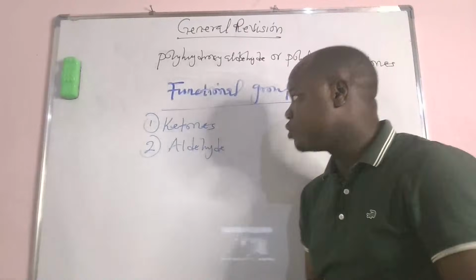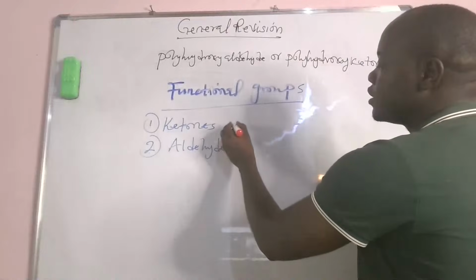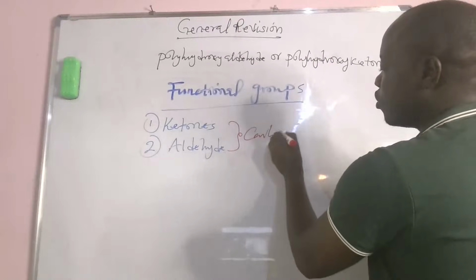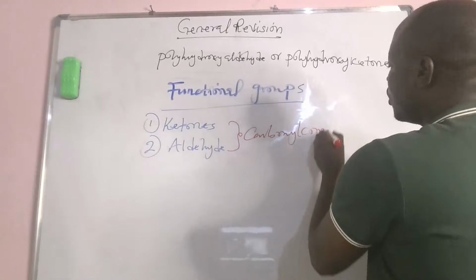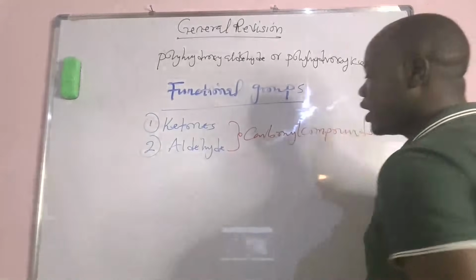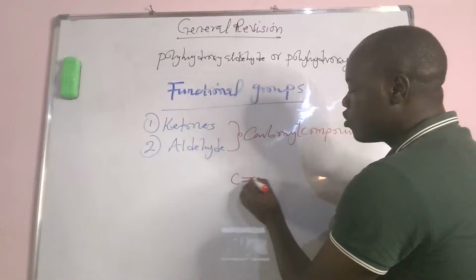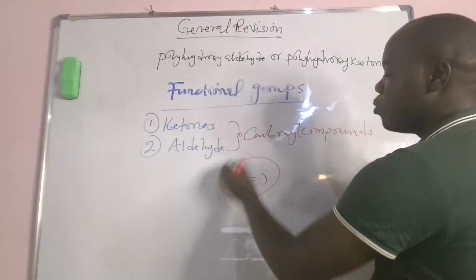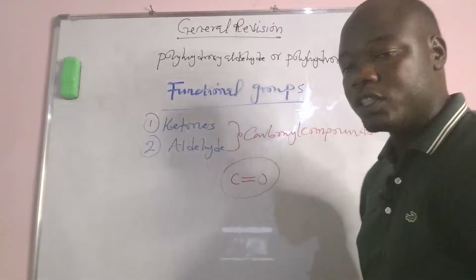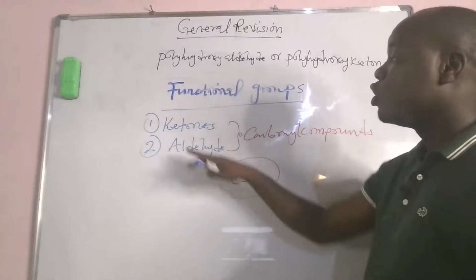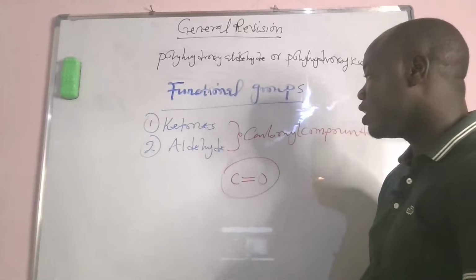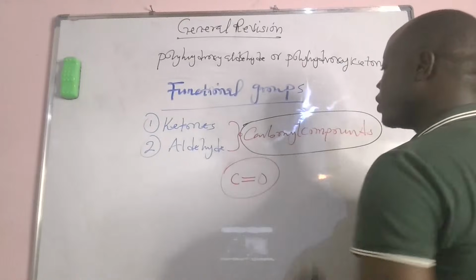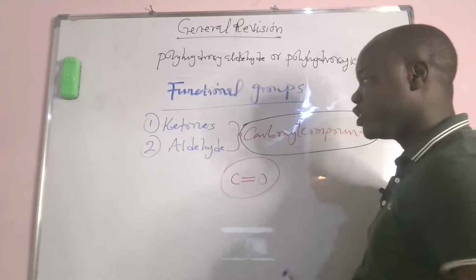So what is the major difference between aldehydes and ketones? These aldehydes and ketones are generally called carbonyl compounds. And what are carbonyl compounds? Carbonyl compounds are compounds that have a carbon to oxygen double bond. So both ketones and aldehydes, we call them carbonyl compounds. You shouldn't forget about this.